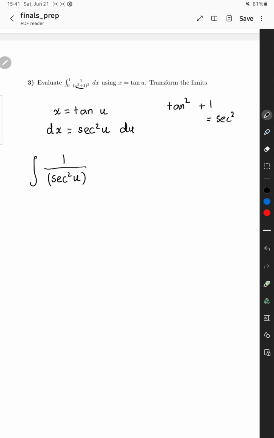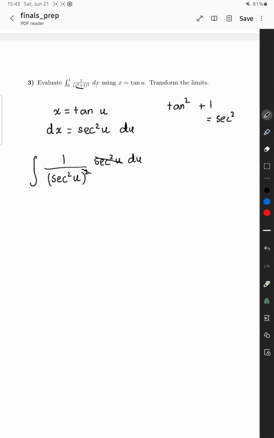So you got the secant square thing here, and then there's a square above that, and you substituted dx, it had, no surprise, the secant square. Okay, so this square gets cancelled. Now what we're gonna do is pretty simple. We have to transform the limits.